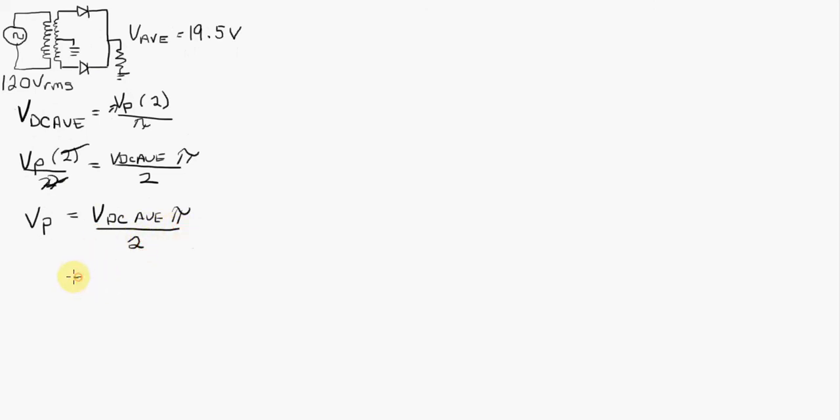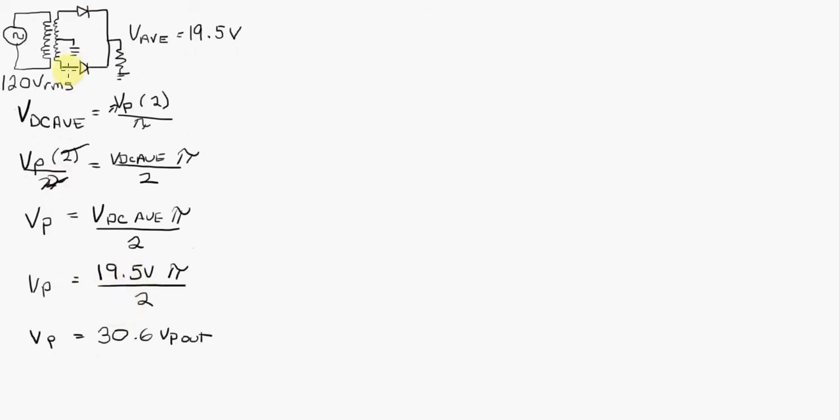Throwing some numbers into this, VDC average was 19.5 volts. Obviously, pi is 3.14, and 2. When you run all that, I believe my numbers came in at 30.6 volts peak out. So that's what's coming out. That's sort of the first step. So that means that across this resistor, our peak output is 30.6 volts.